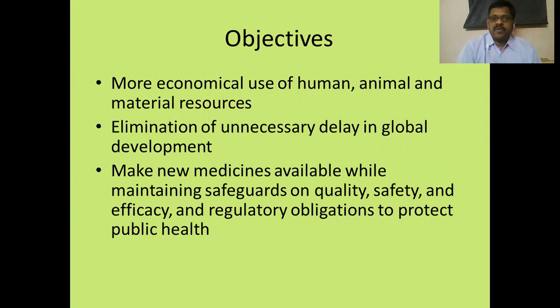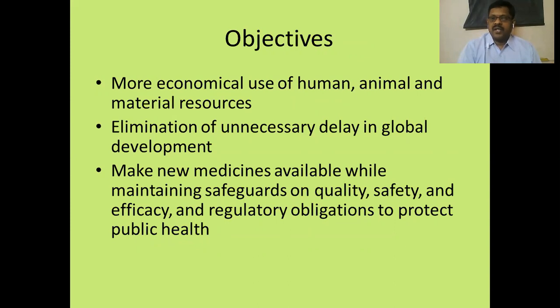What was the objective of ICH? More economical use of human, animal, and material resources. So all three are focused on: human, animal, material, and more economical use. We should not waste our money. Elimination of unnecessary delay in global development.